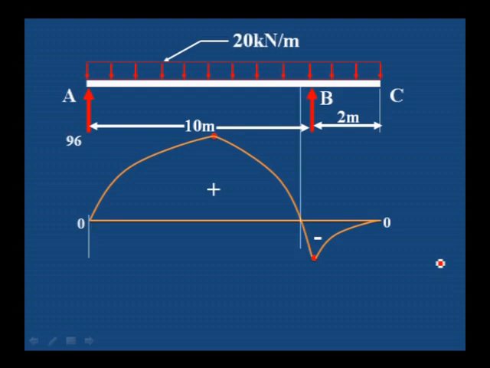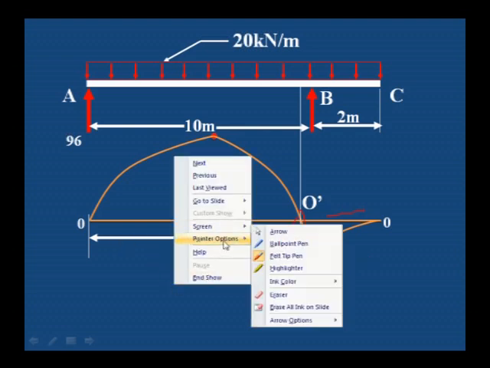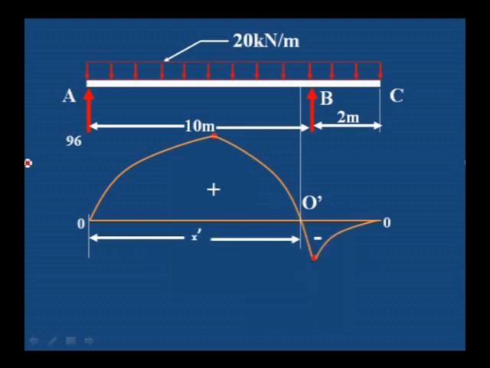Next task is to find the point of contraflexure. This is the point where bending moment is 0. It is just away from the B. We can take an x dash from this point to the right side, or we can take the left side. What we can observe here is that if we take the left side, we will get only two loads, 96 and 20 kilonewton per meter.